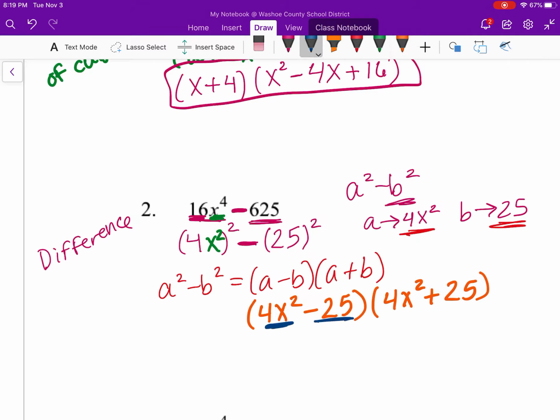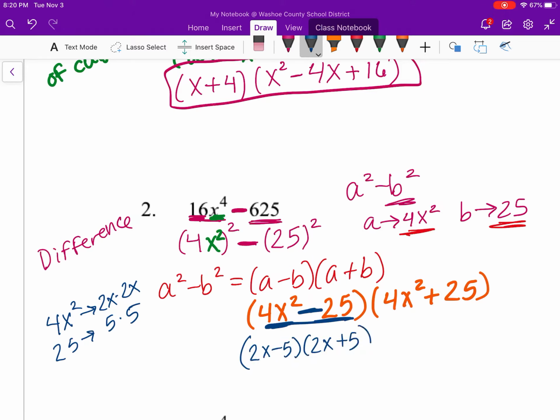Looking at these again, I have 2 perfect squares here again, okay? Because 4x squared, if I were to break that up, isn't 4x squared the same as 2x times 2x? And isn't 25 the same as 5 times 5? So this actually became another difference of squares. So I have to do factoring again. This 4x squared minus 25 becomes 2x minus 5, 2x plus 5. So again, thankfully, you are familiar with difference of squares, we hope.